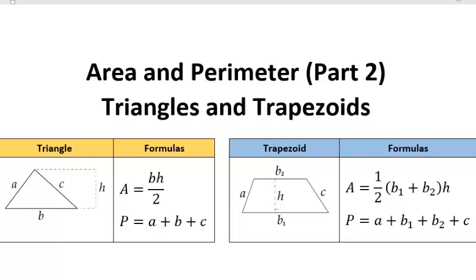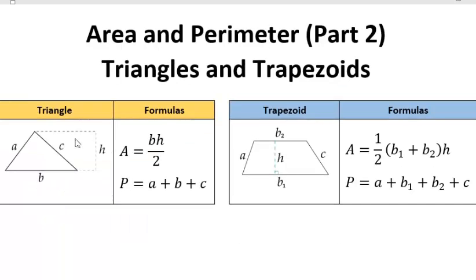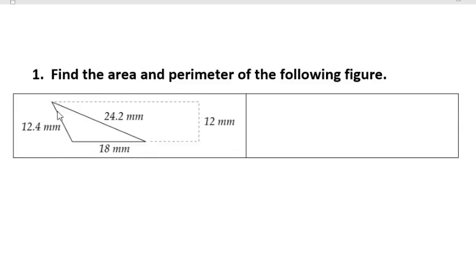Okay, we're solving exercises of area and perimeter. Now we're going to work with triangles and trapezoids. So these are the formulas of area and perimeter for both of the figures. We're going to work with these formulas and we're going to start using them in this exercise. Find the area and perimeter of the following figure.